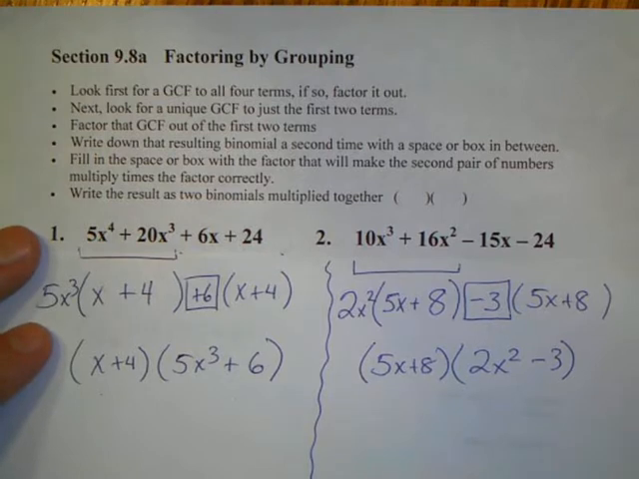We look at both of our answers and say, does either one of these go further? In this case, they don't. Neither one of them has a GCF or is the difference of two squares and goes further. This finishes up part 1 of our 9.8 lesson.